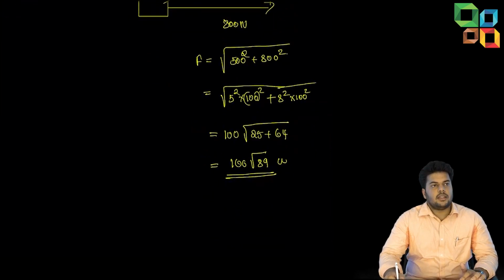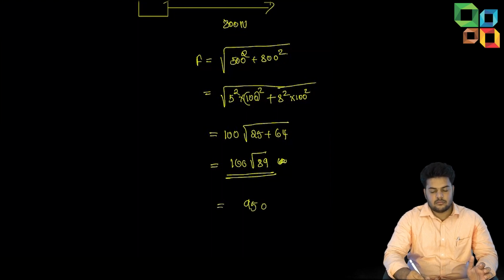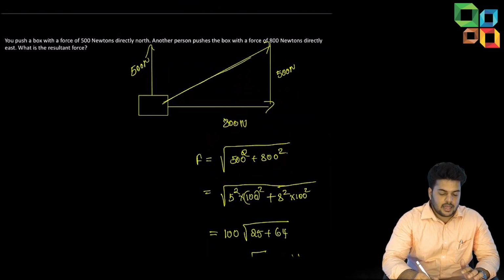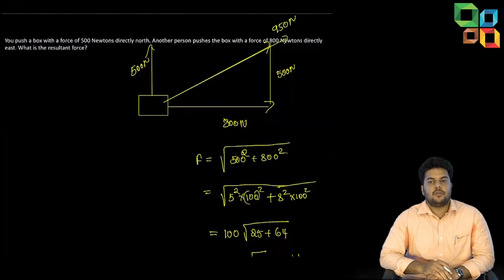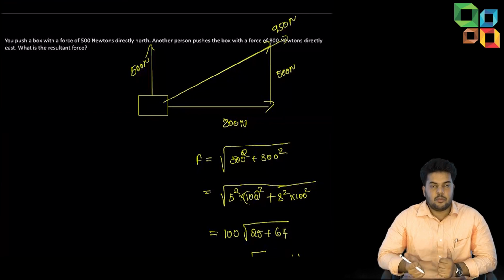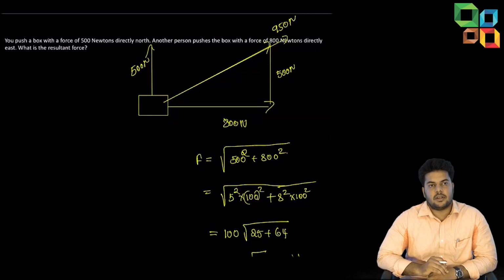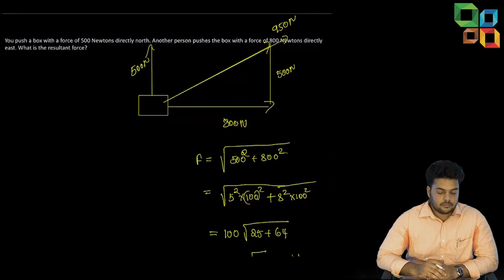Square root of 89 is around 9, isn't it? Square root of 81 is 9. Somewhere between 9 and 10. So let me take it as 9.5. So 950 Newton. If somebody pulls this box in that direction with a force of around 950 Newton, then the box would move in the same fashion as two people pulling it with 800 Newton and 500 Newton in the east and the north directions respectively. All right, the effect is same. That's what we mean by resultant force.